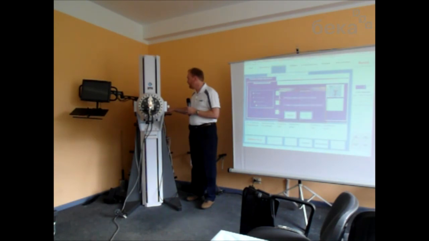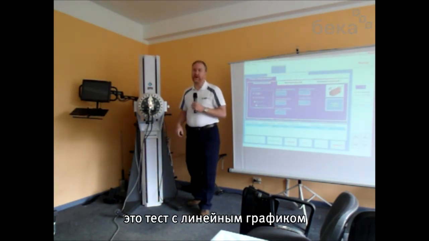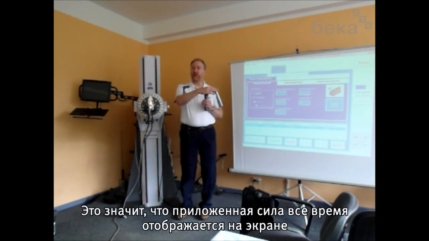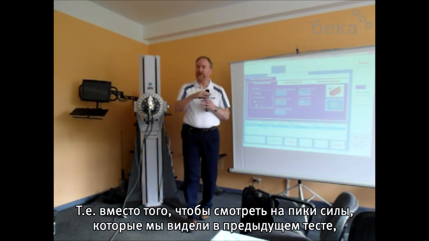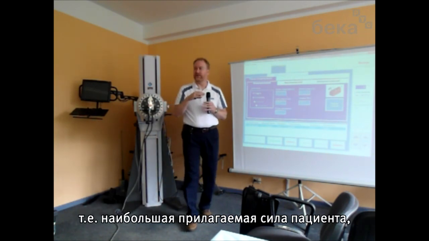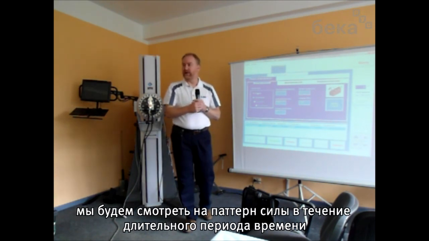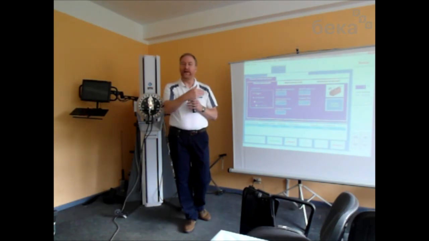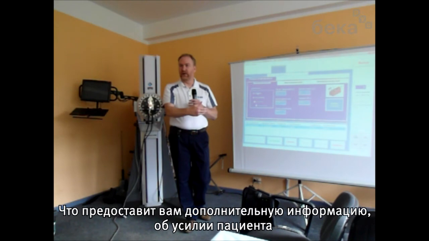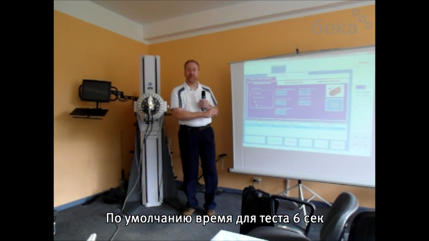Looking at the next one, that test is the line graph test. What it does is it documents force output over time. So instead of just looking at the peaks, which is what we were recording in the previous test, just the strongest that the person could exert during the trial, what we're going to be looking at is their pattern of strength over an extended period of time. The build up to maximum, how well they're able to hold maximum, and then the rate of fatigue as they begin to get tired. So it's going to give you some additional information about their effort. The default setting for that should be 6 seconds.